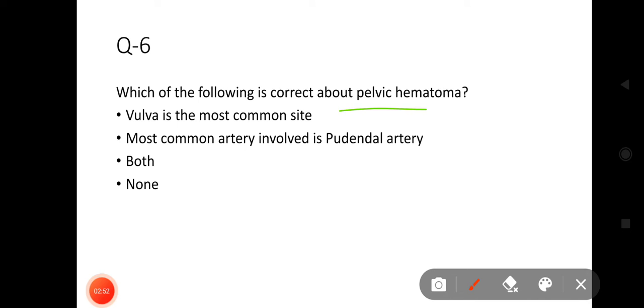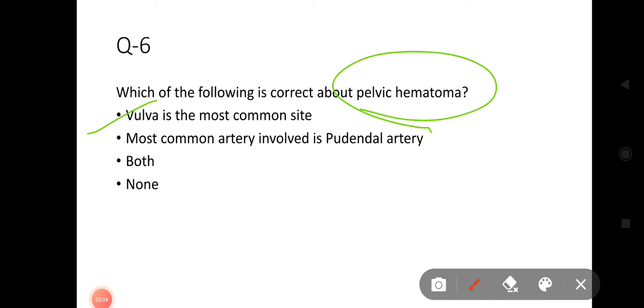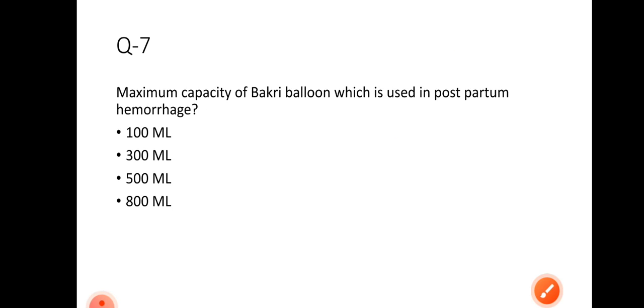Which of the following is correct about pelvic hematoma? So question about pelvic hematoma: options: vulva is the most common site, most common artery involved is pudendal artery, both, or none. Answer is C, that is both. So these 2 points about pelvic hematoma are important. Vulva is the most common site and most common artery involved is pudendal artery.